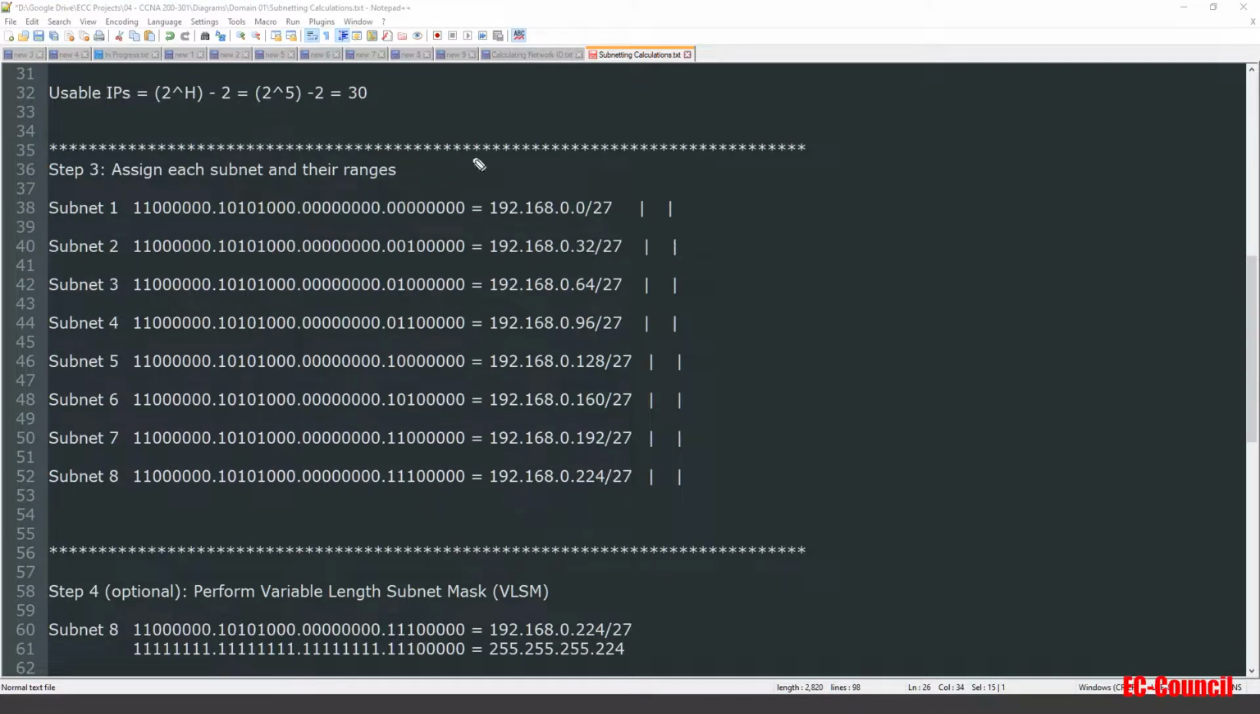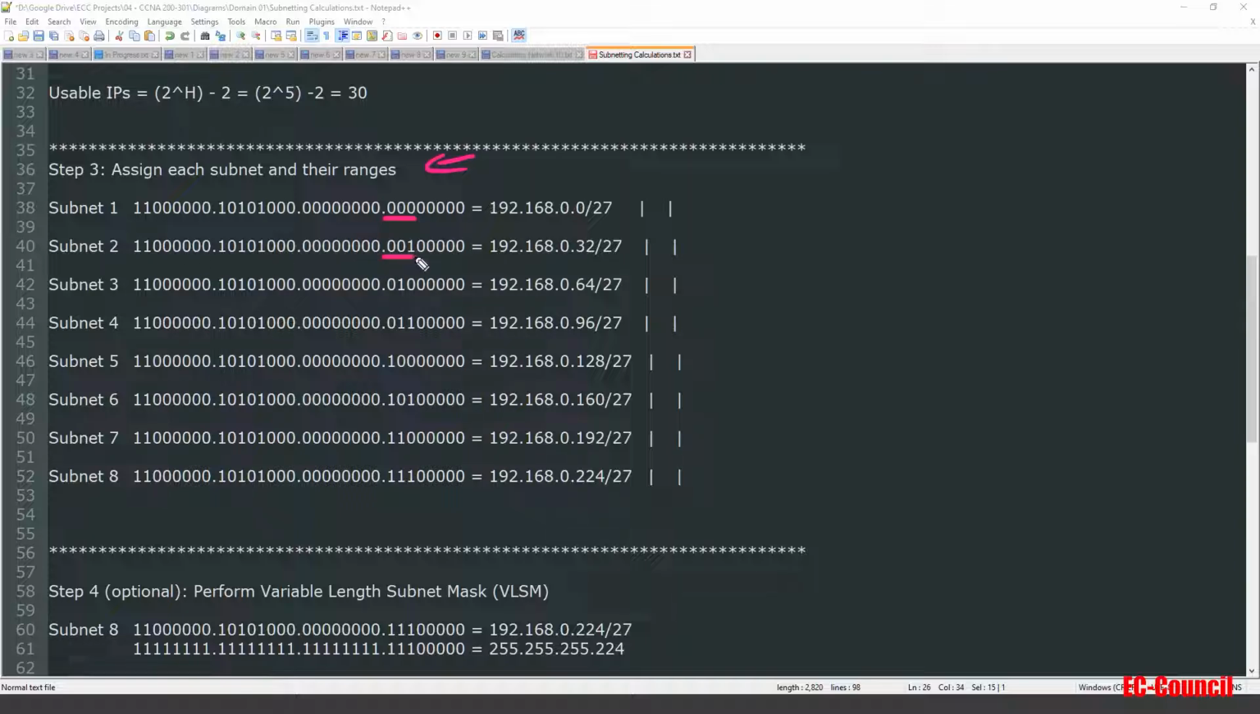So here we have step 3, which is to actually assign each subnet and each range. Now the first network we start with is the original network. So the possibility of these 3 bits are all zeros. And therefore, when we convert this entire subnet 1 from binary to decimal, we'll get 192.168.0.0/27.